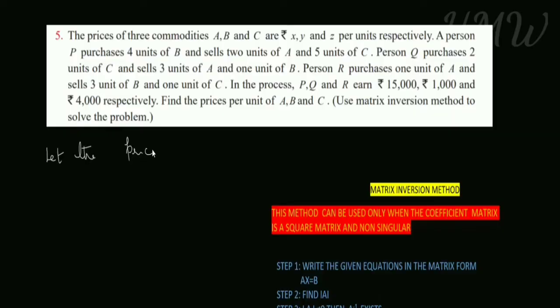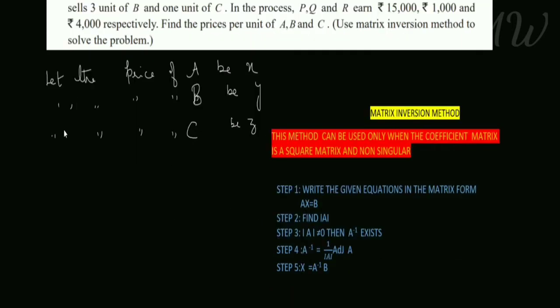Let the price of A be x rupees, the price of B be y, and let the price of C be z. So let us see what person P is doing.